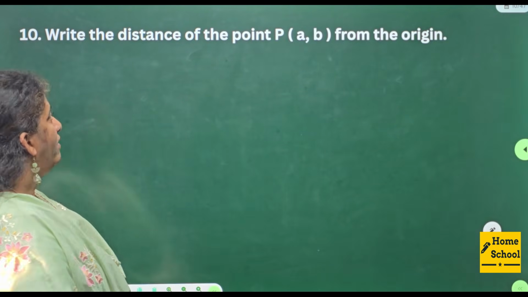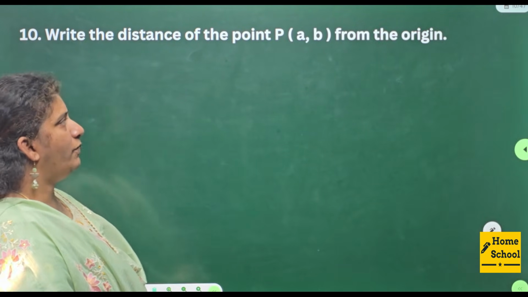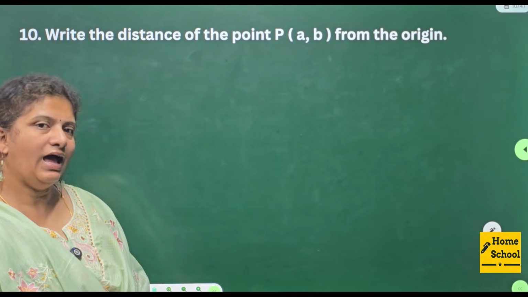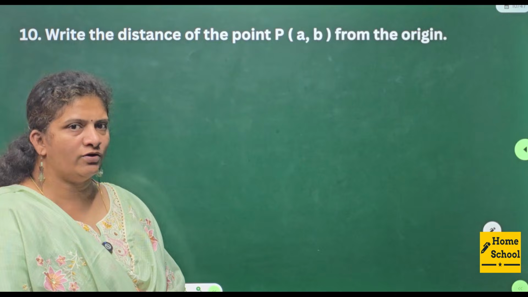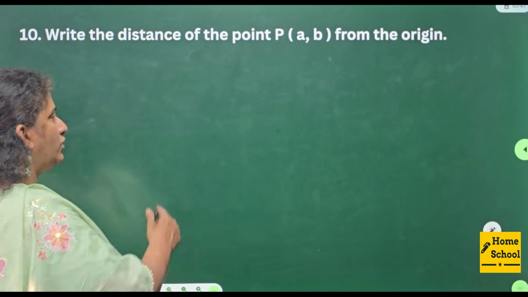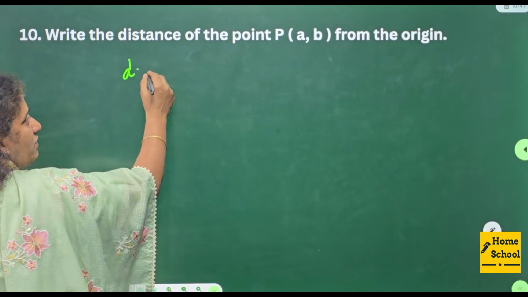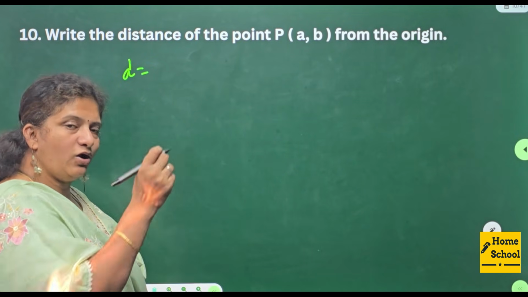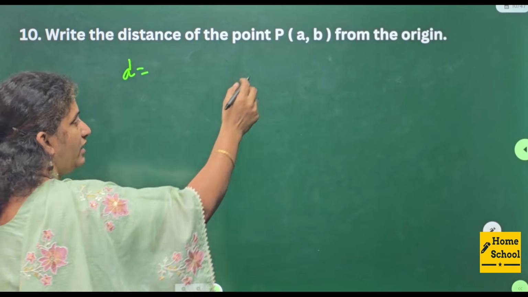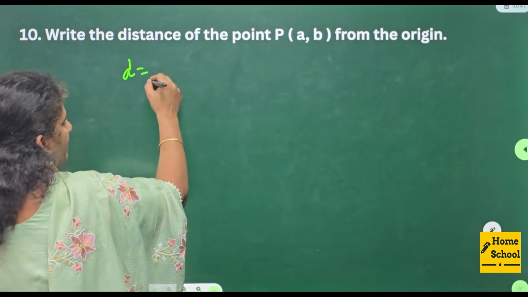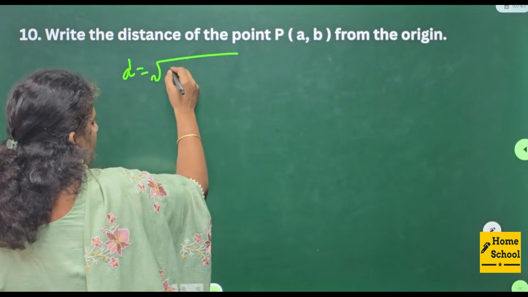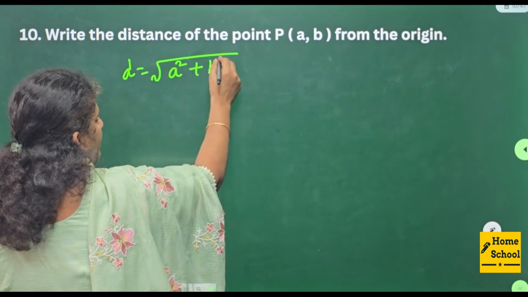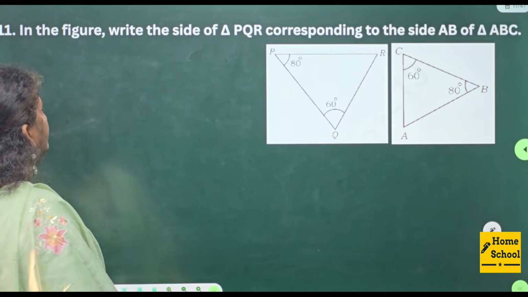10th one. Write the distance of the point P of a comma b from the origin. Actually, we know the distance formula. D is equal to square root of x square plus y square, when the coordinate is x, y. But here the coordinate is a comma b. Therefore, distance from origin D is equal to square root of a square plus b square.